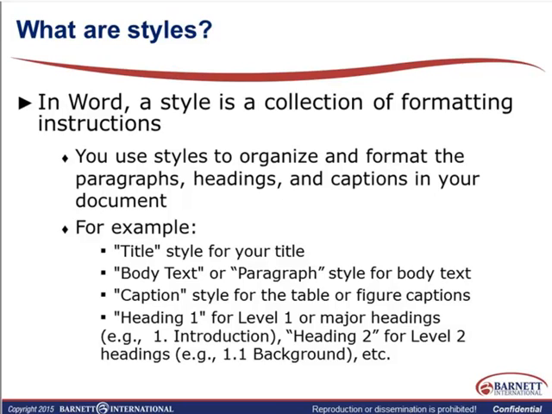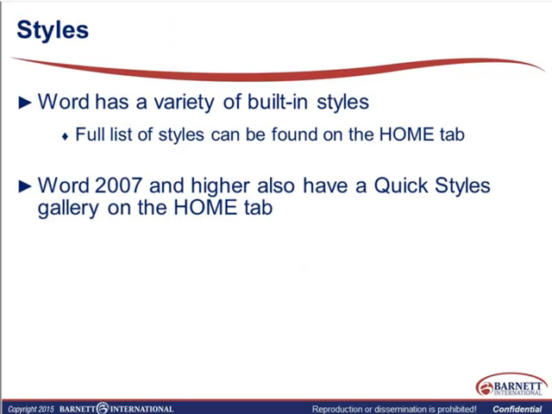So your level 1 heading would be a 1 for your introduction, for instance, and then a subheading under introduction for your background would be a level 2 heading, and that's a 1.1. So we typically have heading 1 for level 1 headings, heading 2 for level 2 headings, and it sort of goes on in that direction. Now, Word has a variety of built-in styles, and there's a whole full list of these that you can find on the Home tab within Word.